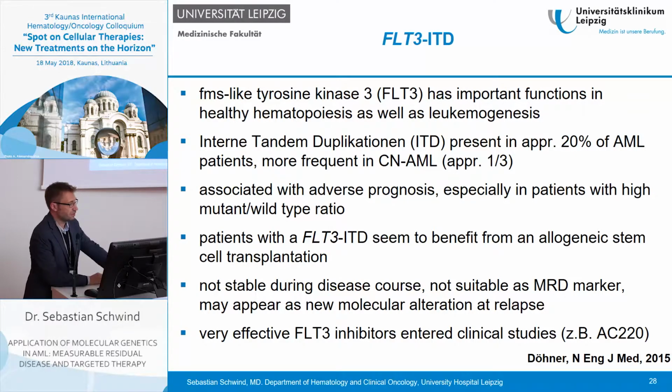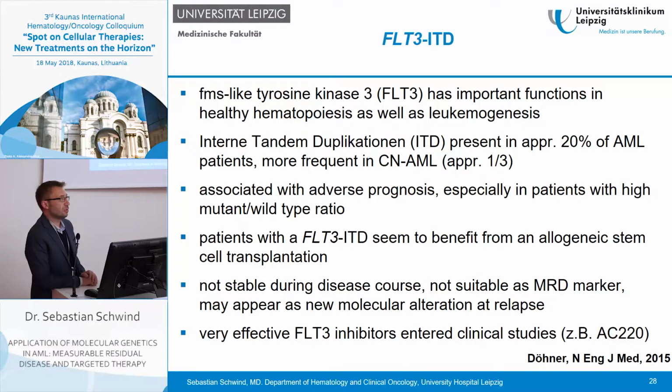So very, very briefly, FLT3 has an important function in healthy hematopoiesis as well as in leukemogenesis. There are internal tandem duplications that are present in about 20% of AML, and more frequently in cytogenetically normal AML. They are usually associated with adverse prognosis, especially in patients with a high mutant to wild type ratio. And patients with FLT3-ITD seem to benefit from an allogeneic stem cell transplantation.